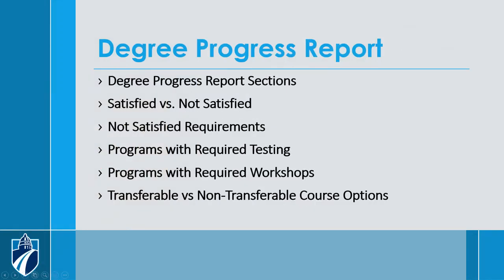In the next few slides, we will learn how to read your degree progress report. We will talk about the following topics: degree progress report sections, satisfied versus not satisfied, programs with required testing, programs with required workshops, transferable versus non-transferable course options. And please also note that degree progress reports can vary by program. Images that are used in this presentation are solely for educational purposes. Please view your specific degree progress report for information related to your specific program.